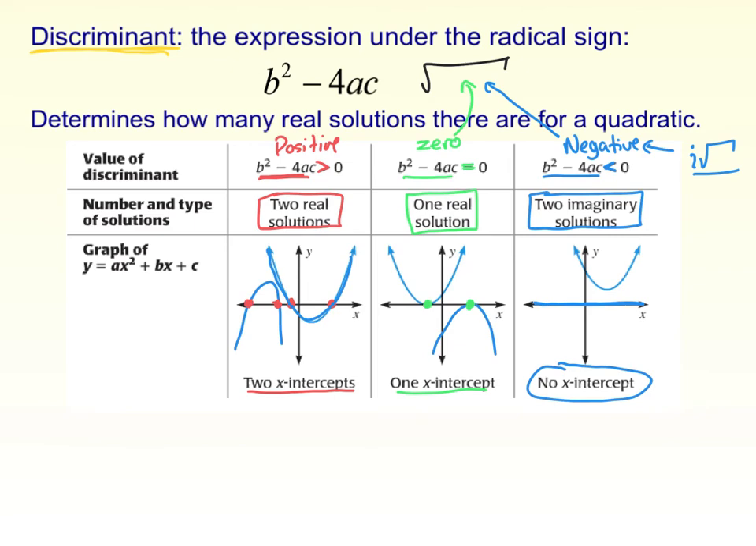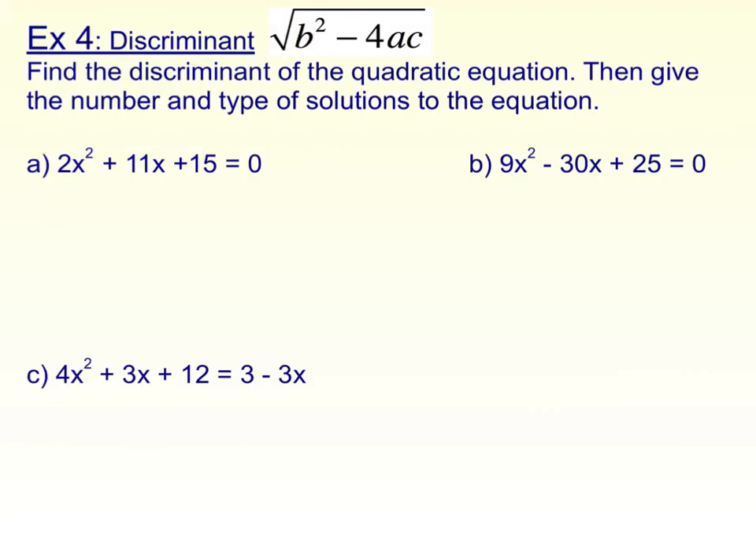Let's practice. So here it's just find the discriminant, and the question is then give the number and type of solutions. Notice it doesn't ask you to find the solutions. So all we're going to do is just simply b squared minus 4ac. So for part A, b is 11, so that's going to be 121 minus 4 times 2 times 15. That's what the discriminant is equal to.